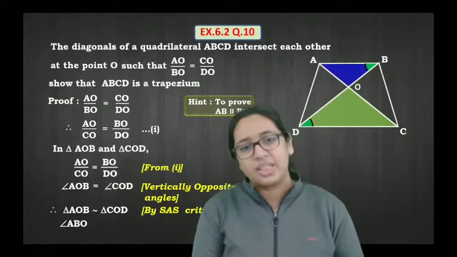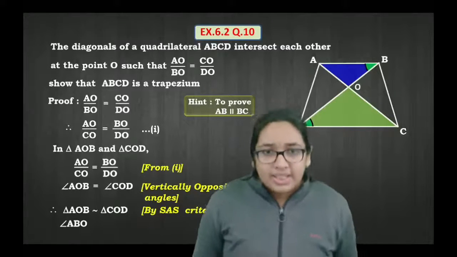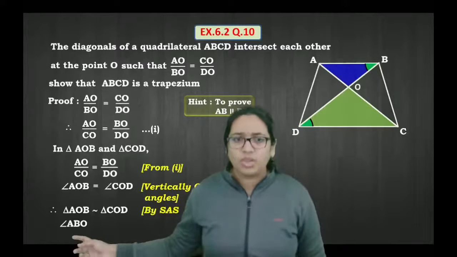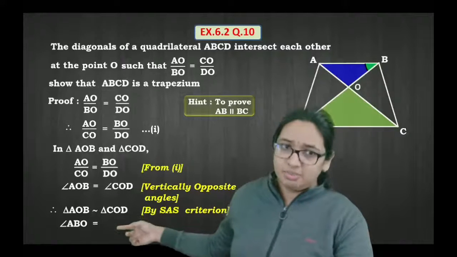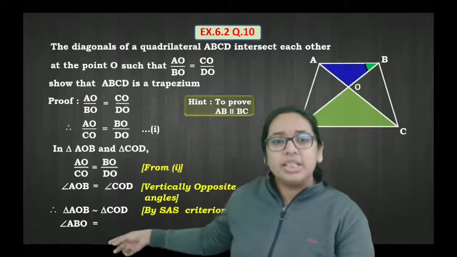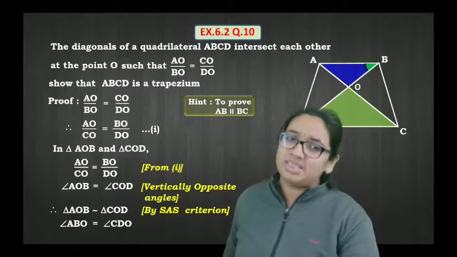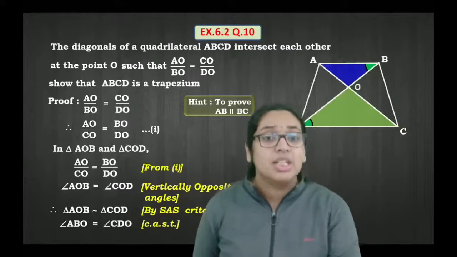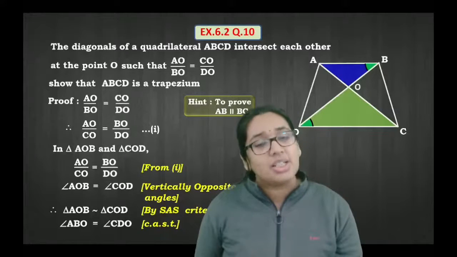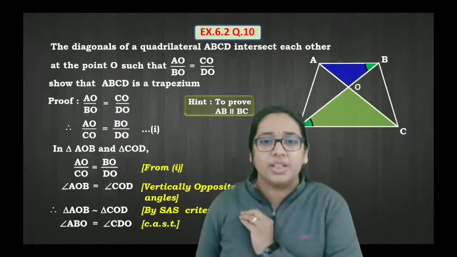So by SAS criterion, you will get that two triangles are similar. So if two triangles are similar, then angle ABO will be the same as CDO. Which case? Corresponding angles of similar triangles.